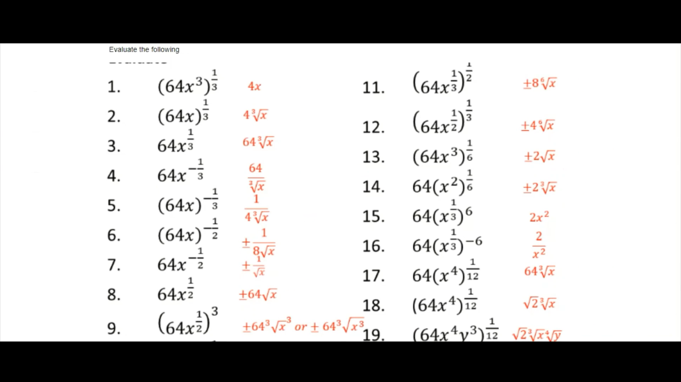Now let's quickly evaluate 64 raised to power 1 over 3. By the time you bring it in, 1 over 3 will multiply 64. The cube root of 64 is 4. The same thing applies to the other examples of indices that we have here.